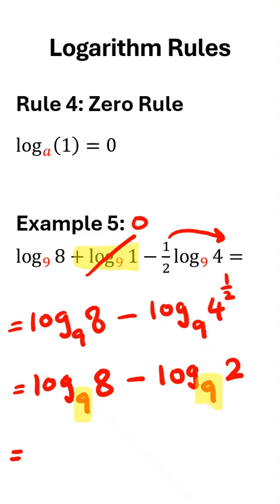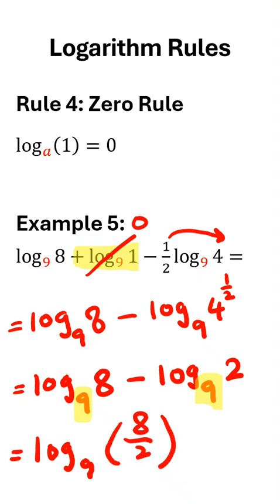And finally, now we have subtraction, and the base, as we can see, is the same, 9 and 9. So now we can express these logs as a single logarithm. So this equals log to base 9, and remember, in subtraction we divide. So we have 8 over 2, and this equals log to base 9 of 4.